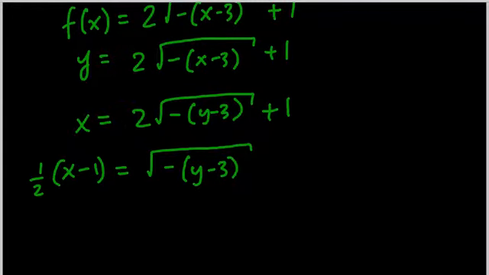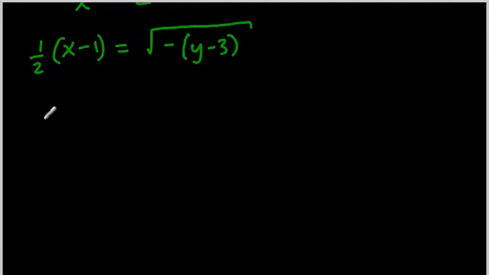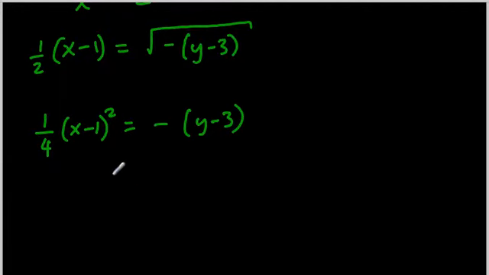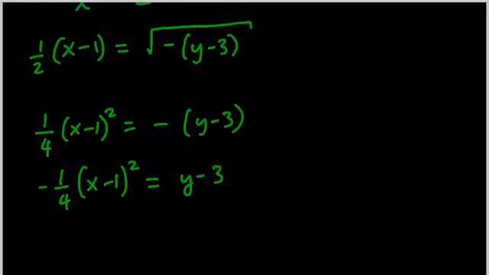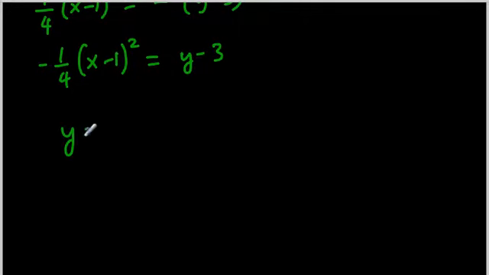Next, you're going to square both sides. When you square the half, you get 1/4. When you square this, you get (x − 1) squared. And when you square the right side, you're left with −(y − 3). Next, I'm going to move the negative over there. So it's −1/4 (x − 1)² = y − 3. The negative is gone. My last step is to simply say y = −1/4 (x − 1)² + 3.